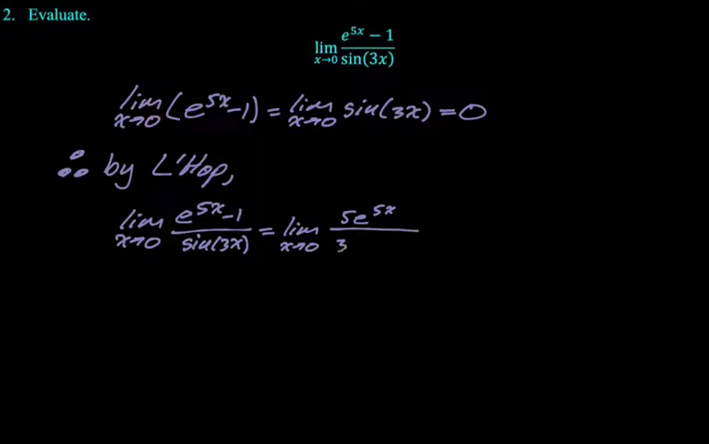Again, do not forget the chain rule. The chain rule really gives you the answer here. Otherwise, you would think the answer is 1, and you would be wrong. So when we substitute now, e to the 0 is 1, so we get 5 on the top. Cosine of 0 is 1 as well. So we get 5 divided by 3, and that is our answer.